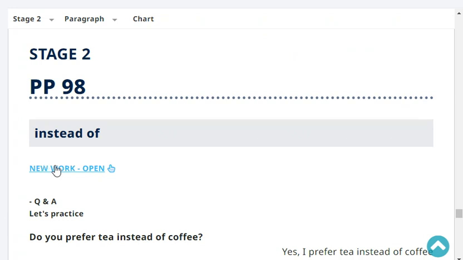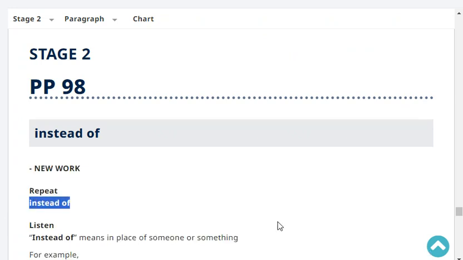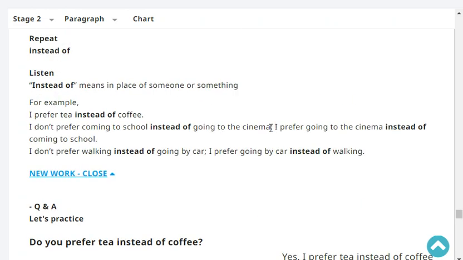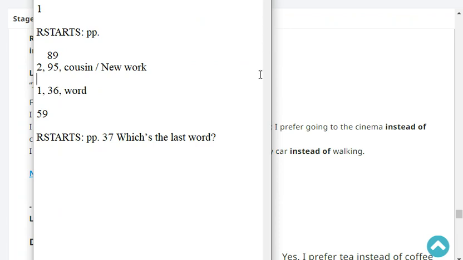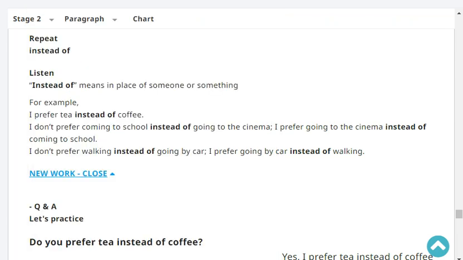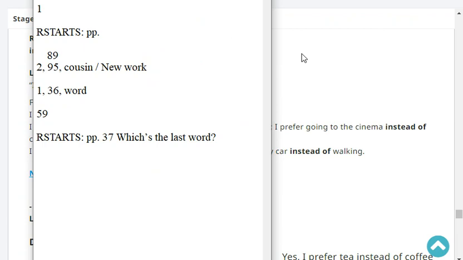Instead of. Very good. Okay, listen. Instead of means in place of someone or something, like besides. For example, I prefer tea instead of coffee. Okay, next.